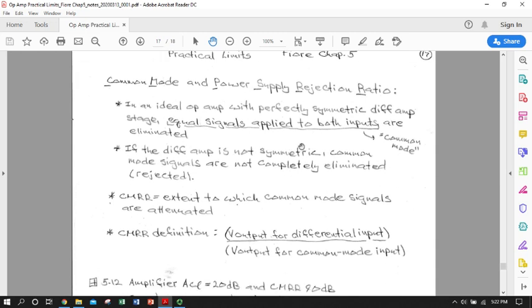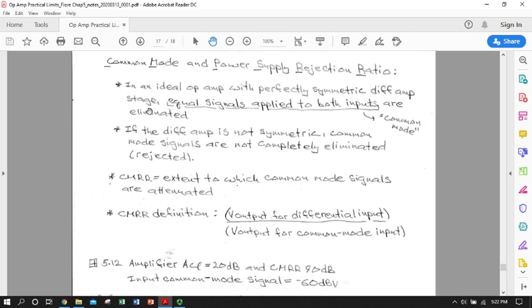Okay, let's go to the more positive note, common mode rejection ratio. So this is going back to something we started looking at in Chapter 1, and this is a little bit more quantitative treatment on the wonderful things your differential amplifier stage does for you. And in this case, it's getting rid of noise signals. So to recap, in an ideal op-amp with a perfectly symmetric differential amplifier stage, equal signals are applied to both inputs and they're eliminated. They subtract out, and that's called common mode rejection.